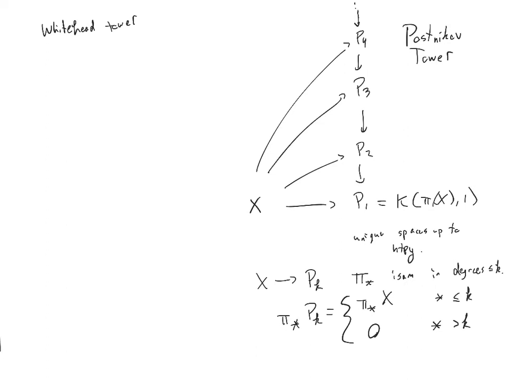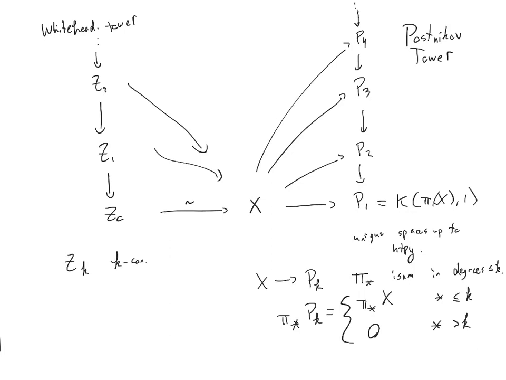On the Whitehead side, what we have is a map in from Z0, and Z0 is the one that's the most similar to X. And then as we go up the tower, we have a map from Z1, Z2, and so on going up. And Zk is k-connected and the map induces an isomorphism in the desired degrees.